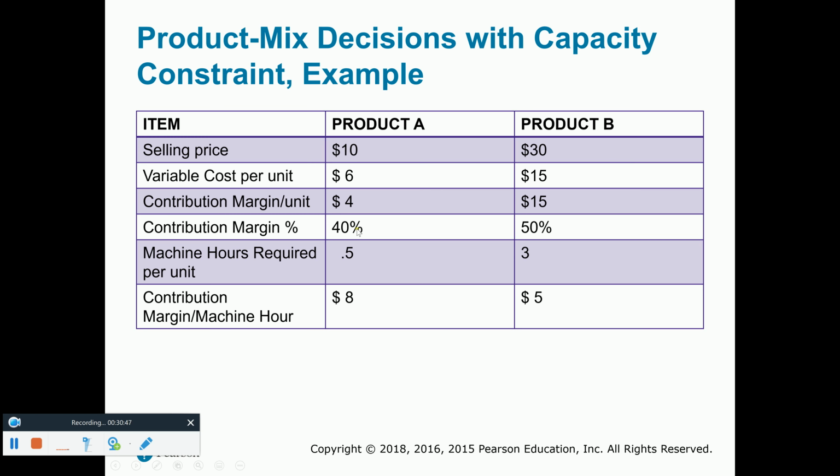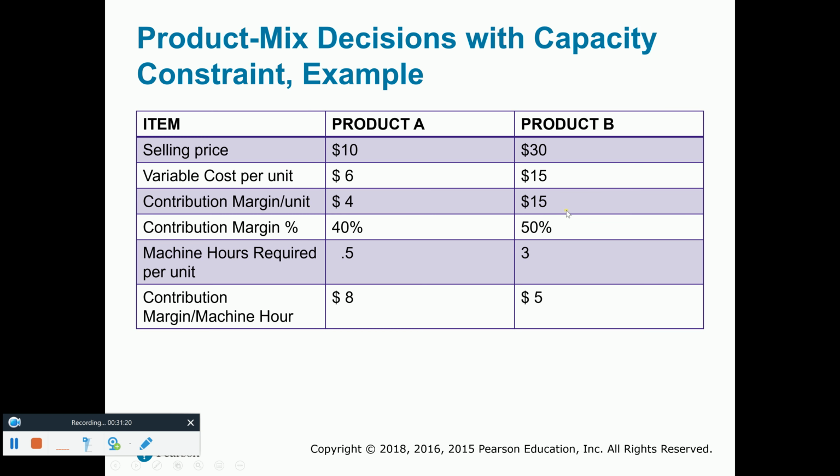All other things being equal, if you had such a constraint on the manufacturing assembly line, and we were told you can only make one product, product A or product B, which one would you choose? Looking at the contribution margin, $4 for product A, $15 for B. Product A contribution margin percent, 40% versus B, 50%. All other things being equal, you would probably choose product B, saying the contribution margin percentage is higher. The contribution margin per unit is higher.